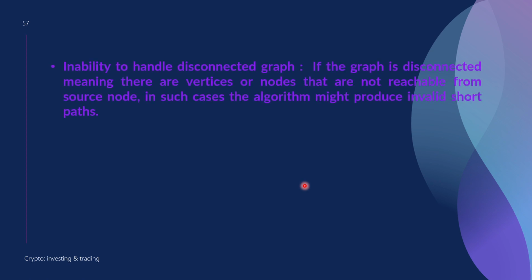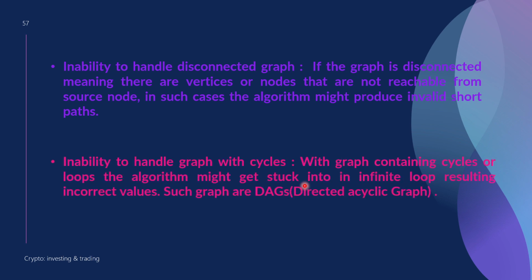Next up is inability to handle disconnected graphs. If the graph is disconnected, meaning that there are any vertices or nodes that are not reachable from the source node, let's say that certain nodes are not connected to each other through edges and that node only has the shortest path, then in that case the algorithm might produce an invalid shortest path.